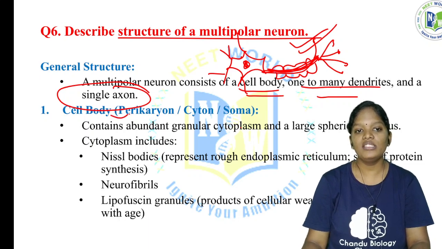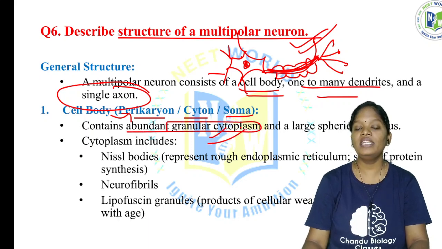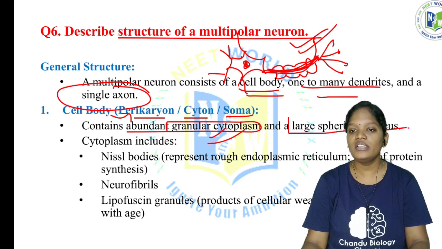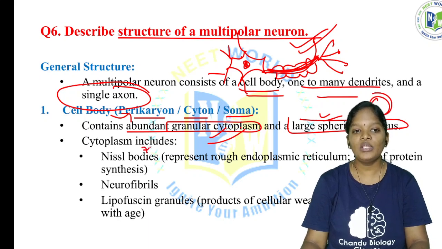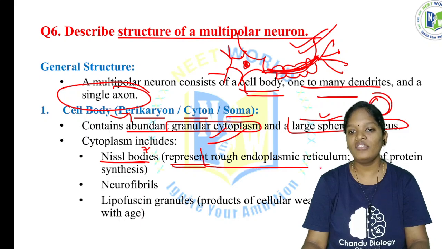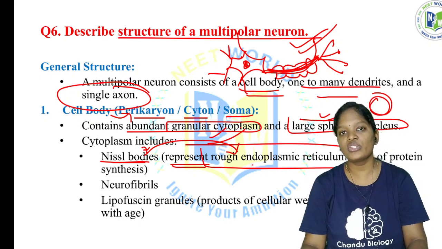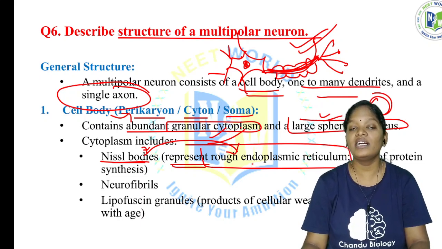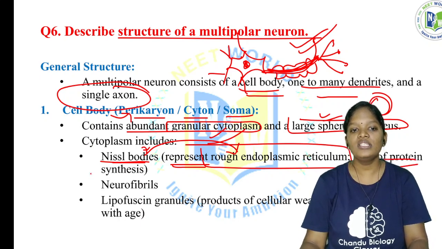The cell body is also called the perikaryon, cyton, and soma. It contains abundant granular cytoplasm and a large spherical nucleus. The cytoplasm includes the Nissl bodies, which represent the rough endoplasmic reticulum. The Nissl bodies are homologous to the rough endoplasmic reticulum, where ribosomes are present and involved in protein synthesis. So the Nissl bodies in the neuron produce protein.